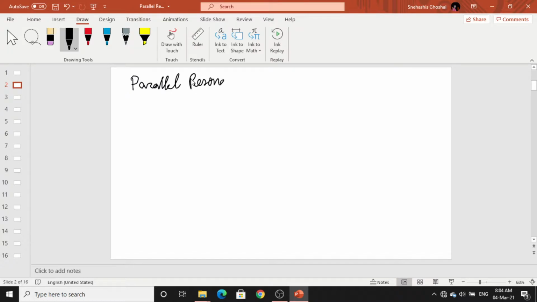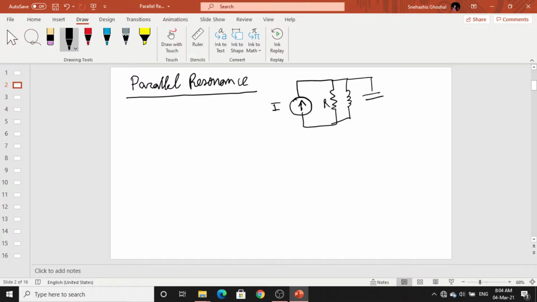Parallel resonance. Okay. The simplest representation is that in a circuit, resistance, inductance, and capacitance are all connected in parallel.